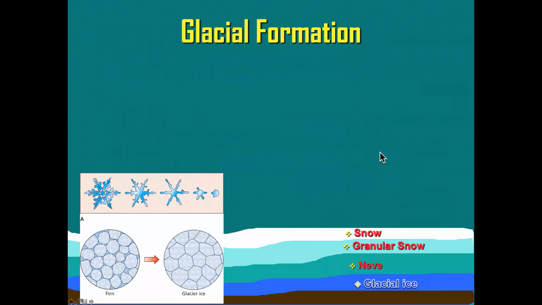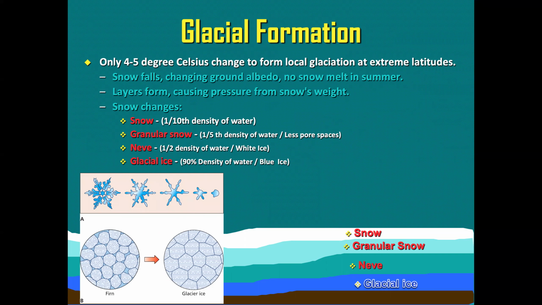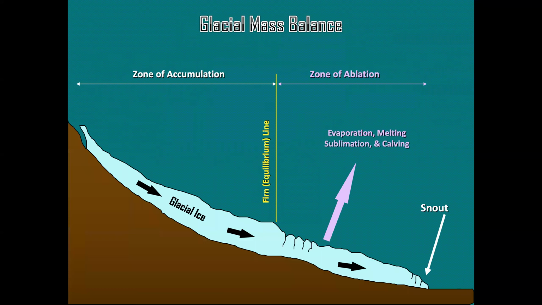Glacial formation. Well, glacial formation takes snow and compresses it. And once that compression happens, all the air is lost and the snow goes from fluffy to granular to ice. You're literally expelling all the air from in between each little bit of snow. And that's how glacial ice begins to form.